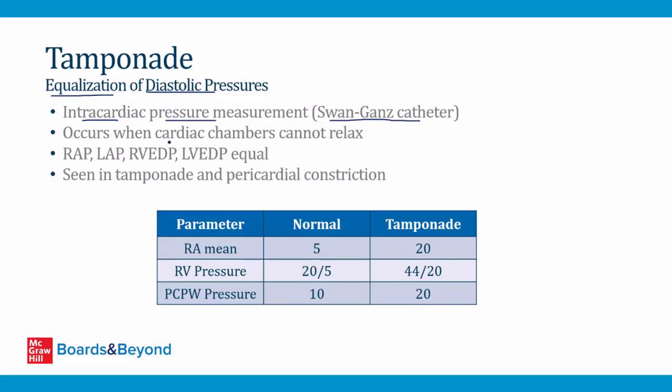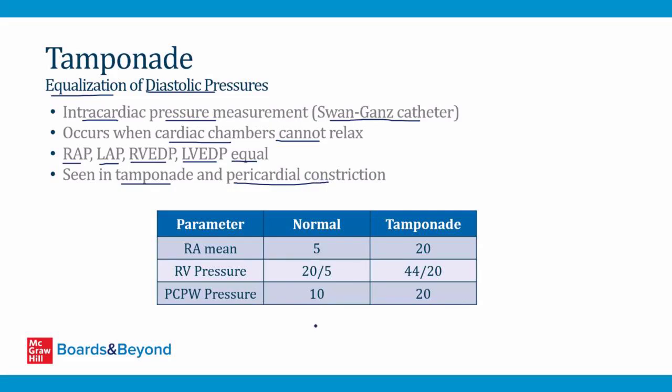You can get it anytime the cardiac chambers can't relax normally. When that happens, the right atrial pressure, the left atrial pressure, the right ventricular end diastolic pressure, and the left ventricular end diastolic pressure can all become equal. And you will see this in tamponade. You can also see it in pericardial constriction, which we're going to talk about in a minute.